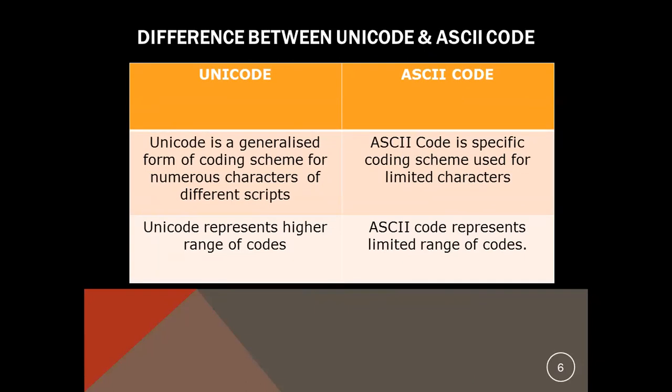Here you can see the difference between Unicode and ASCII code. Unicode is a generalized form of coding scheme for numerous characters of different scripts, whereas ASCII code is a specific coding scheme used for only a limited number of characters. As we saw, it only supports a limited range, that is from 0 to 127. Unicode represents a higher range of code, whereas ASCII code represents a limited range of codes.